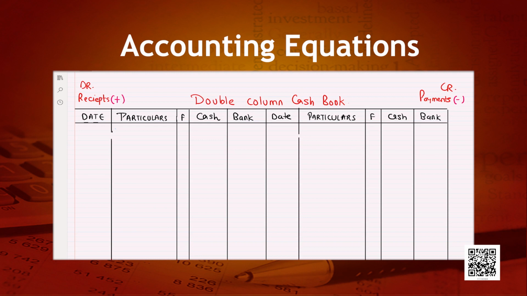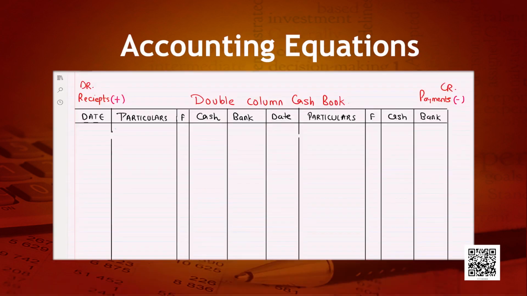The debit side represents all the receipts and the credit side represents all the payments. That means whenever cash flows in, it should be recorded on the debit side. If the cash is flowing out, it must be recorded on the credit side. And in the same way, if the money is flowing into your bank account, that is to be recorded on the debit side. You can see there are 2 columns of amount, cash and bank. And in the same way, on the credit side, you have 2 columns, cash and bank.